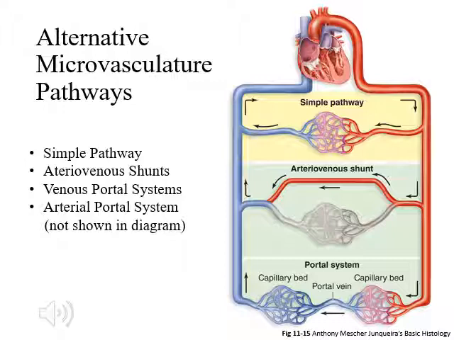These include arteriovenous shunt. So this is when the blood enters a separate vessel and shunts clear past the capillary. We also have a venous portal system. So this is when the blood enters into one capillary bed, exits via a vein, and enters into another capillary bed. And then lastly, we have an arterial portal system, which is not displayed in this diagram. So let's look at each of these alternative pathways a little closer.